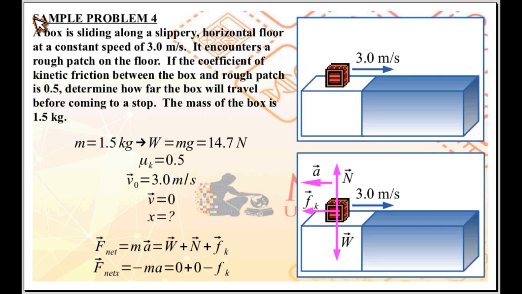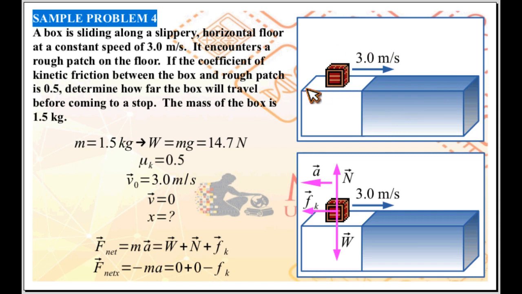And now we have sample problem number 4. A box is sliding along a slippery horizontal floor at a constant speed of 3 meters per second. It encounters a rough patch on the floor. If the coefficient of kinetic friction between the box and the rough patch is 0.5, determine how far the box will travel before coming to a stop. The mass of the box is given to be 1.5 kilograms. And you are provided a figure.